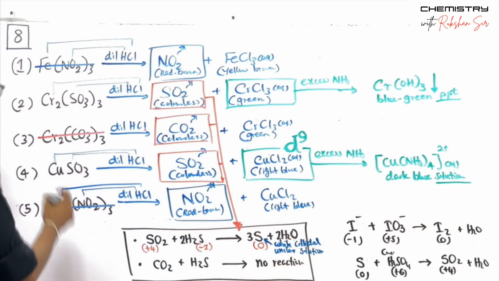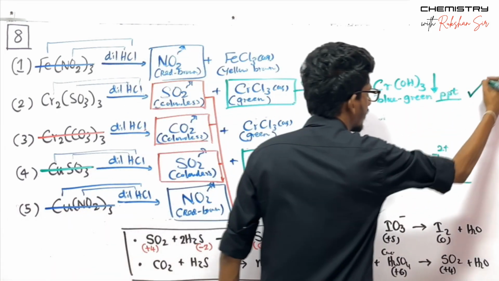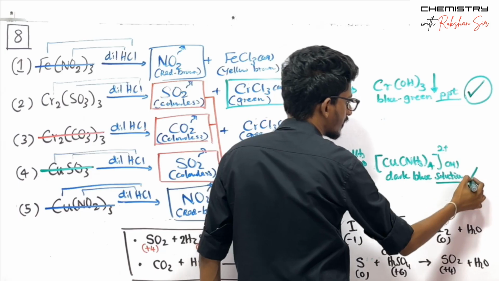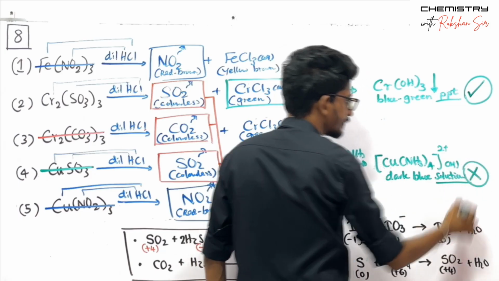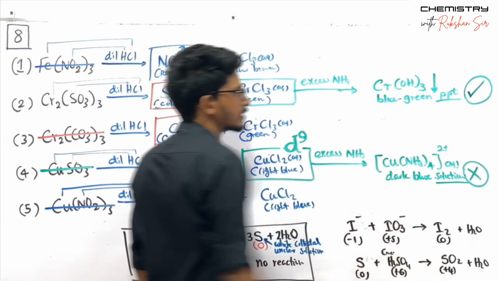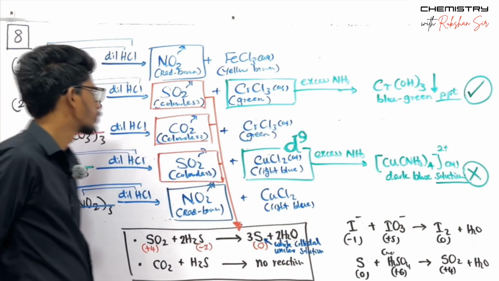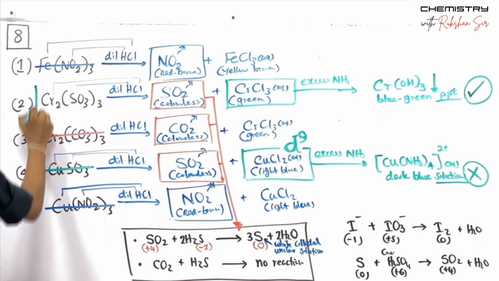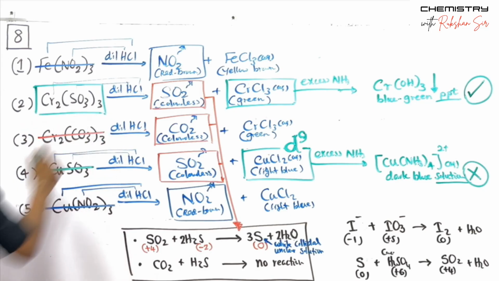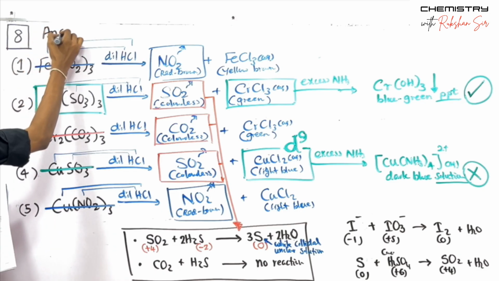So this is out. Produce the colored precipitate. That is what they are looking for. Not this one, not the solution. They are looking for the colored precipitate, so it is not the D10 guy. The other one. So the answer is chromium sulfide. The answer is number 2.